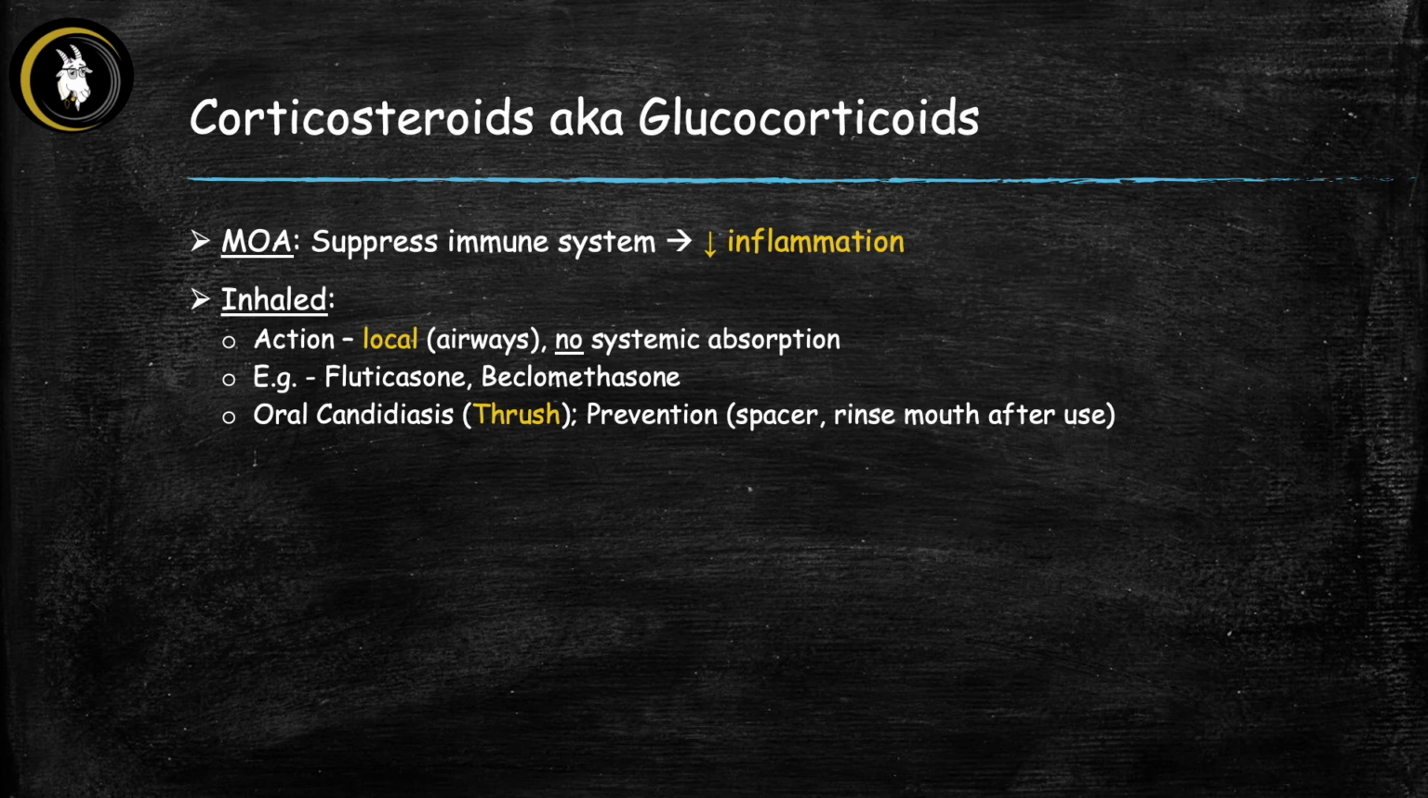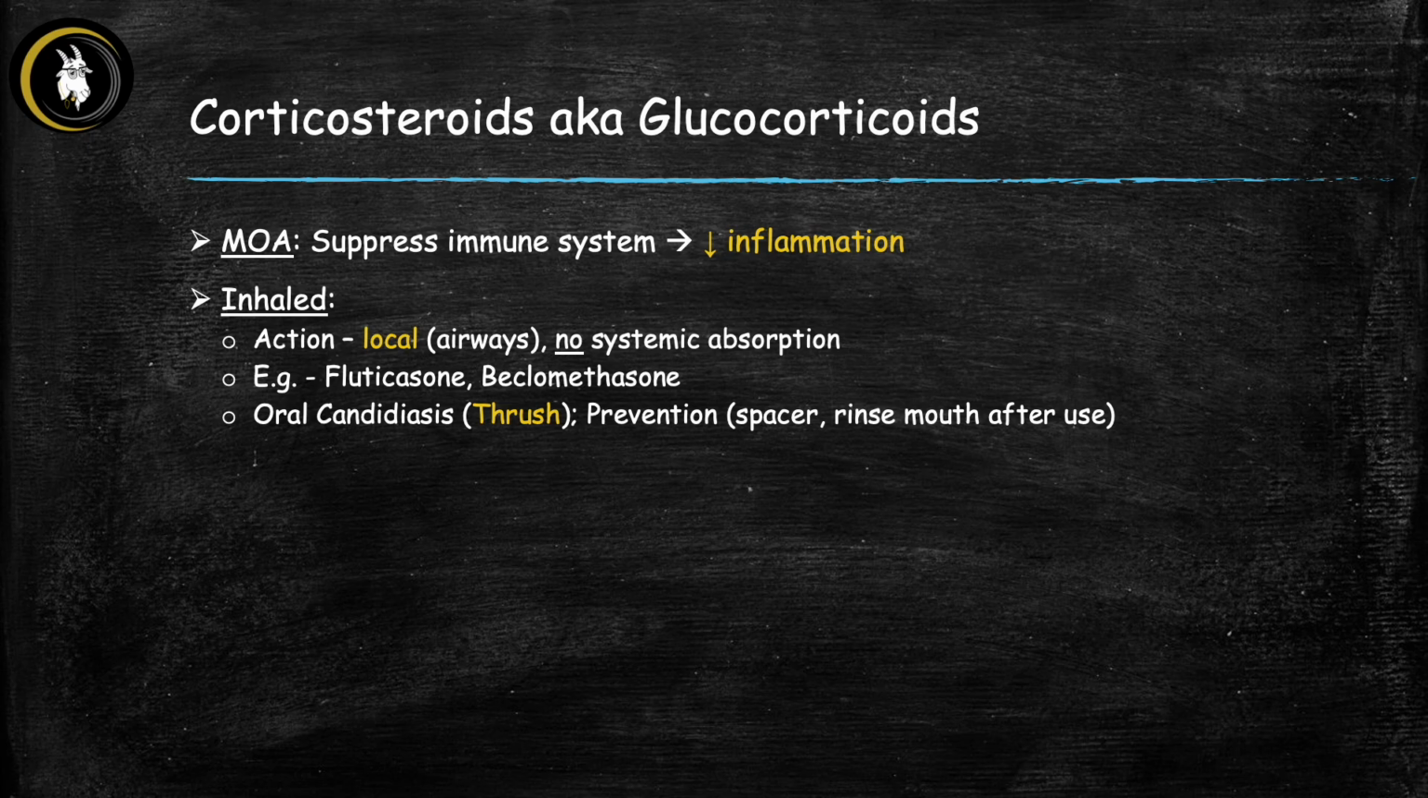Now, they don't really cause systemic side effects. Their main side effect is oral candidiasis, also known as thrush. And the link here is that if this medicine is not inhaled properly, it's going to deposit in the mouth and it's going to affect the oral mucosa, making it more susceptible to infection by candida. And so the way to prevent this is by using the inhaler with a spacer to help deliver the medication more effectively into the lungs, and also rinsing out the mouth after each use.